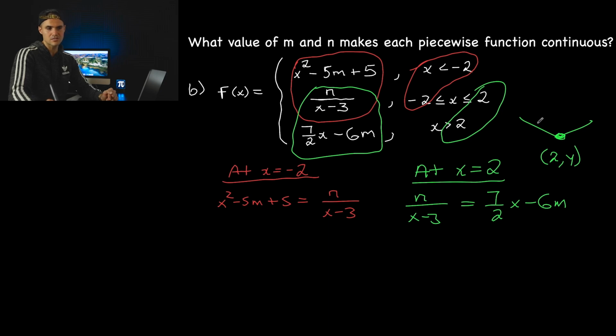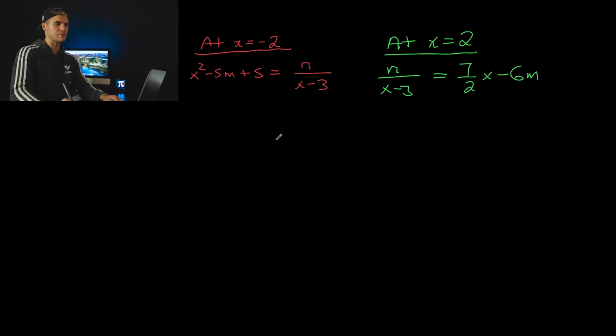Now, this is not necessarily how they're both going to look. I'm just trying to show you how both of these pieces here are going to meet at that same point. At that x value of 2, they're going to have the same y value. And then from here, all we have to do is basically create two equations in terms of m and n, and then we could do substitution and/or elimination to solve for them.